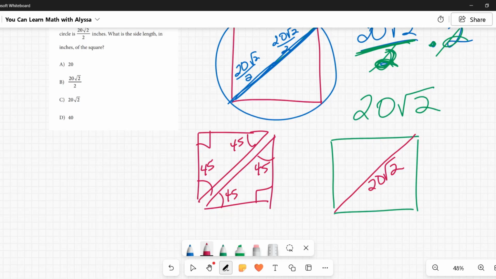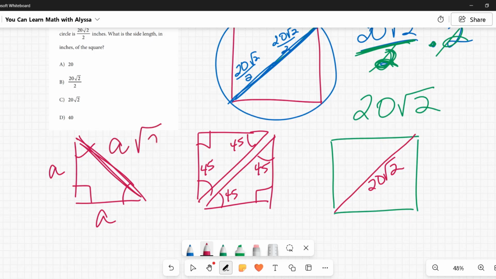So for a 45, 45, 90 triangle, the pattern is you have the 90-degree angle, you got your 45 and your 45. The way they usually write it is with A. I'm not sure why they picked A, but they did. Each of the two legs of the triangle, the two that are touching the right angle, are the same, and they're represented by this letter A. And the hypotenuse, the long side, the one that is opposite the right angle, is going to be A times the square root of 2. A square root of 2.